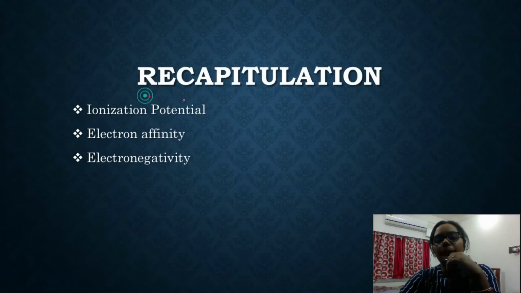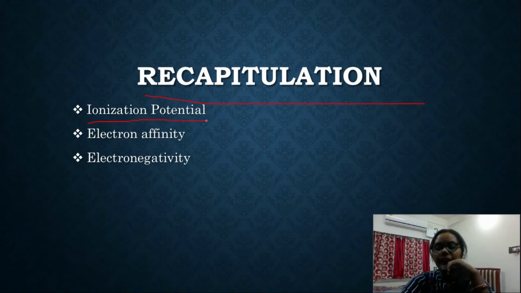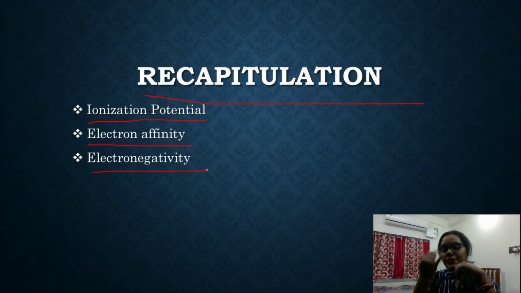So this is the recapitulation. In our previous class we discussed ionization potential, electron affinity, and also electronegativity. We also discussed their trend along the groups and along the periods, and the explanation.